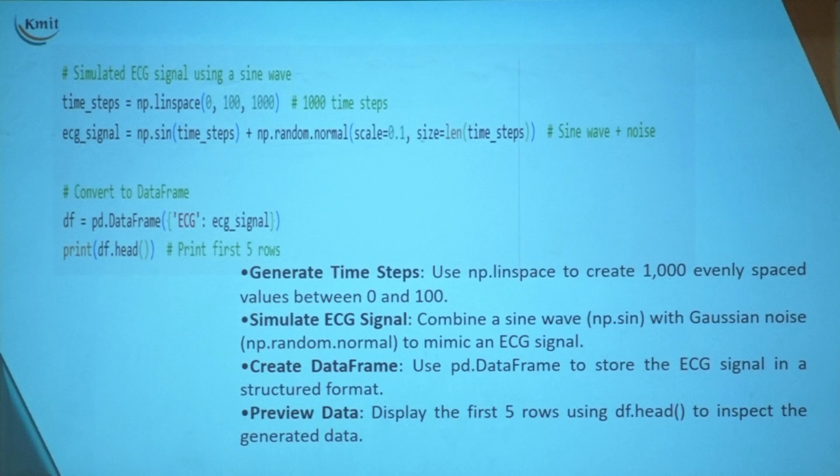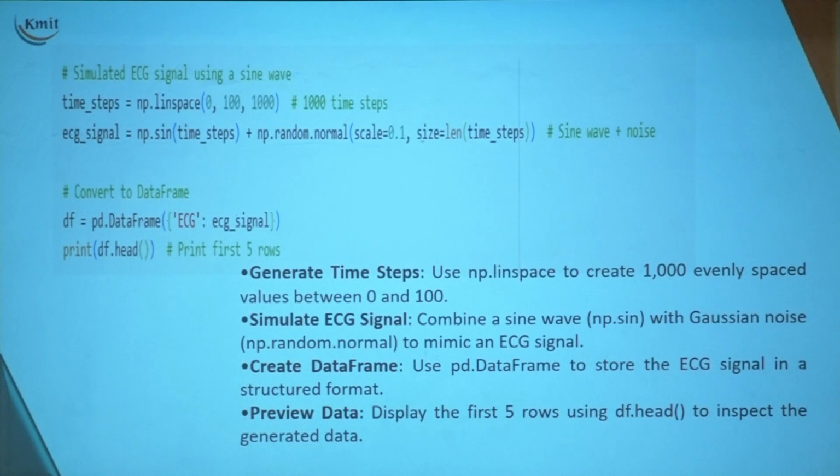Create a sequence, or create the samples, from where? 0 to 1000 samples with range 100. So this is how I created a simple, not sine wave, a simple set of samples. I am generating the samples.